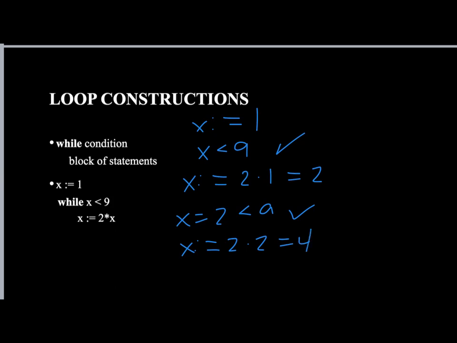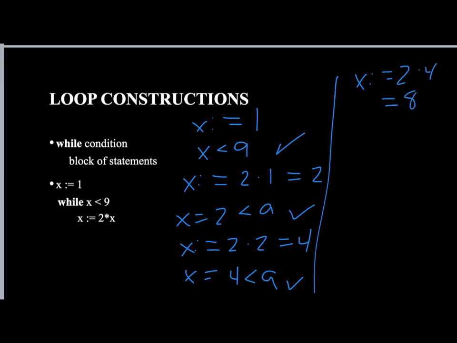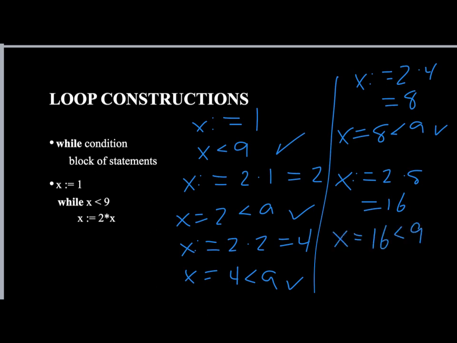So check again, going back to the while loop. Is x equal 4 less than 9? Yes, it is. So keep going. So redefine x to be 2 times 4, which is 8. And then x equals 8 is less than 9. Check. So redefine x to be 2 times 8, which is 16. So check again. Is x equals 16 less than 9?